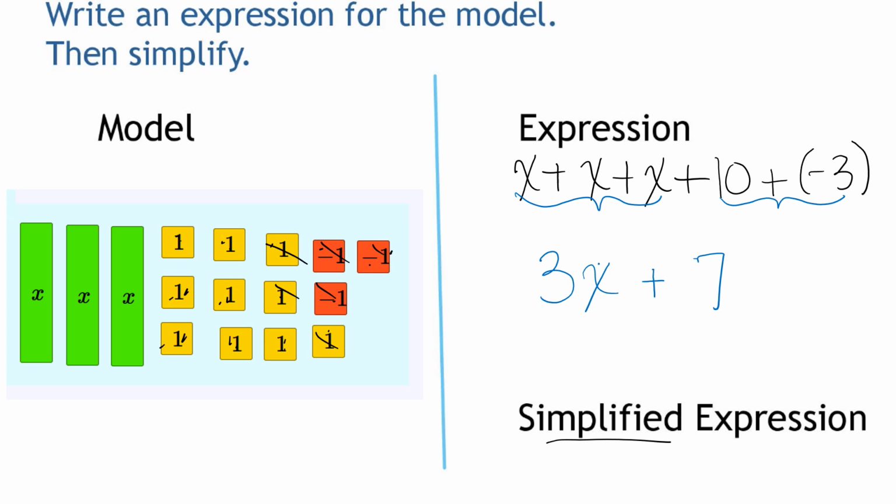If we wanted to go ahead and use our zero pair strategy for the units, we would say a positive and a negative goes to 0, cancels each other out. A positive and a negative cancels each other out. Positive and a negative cancel out, and that's going to leave us with 7 single units. And that would be our simplified expression.